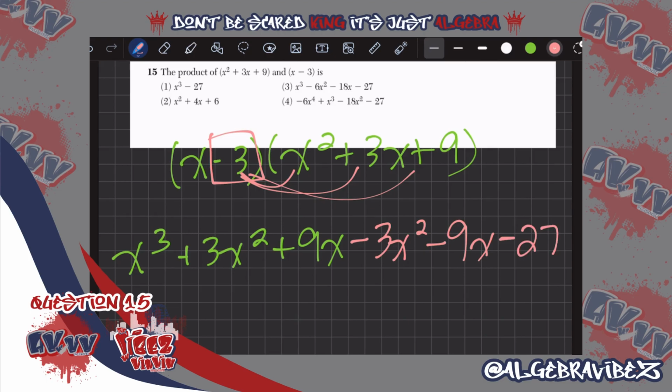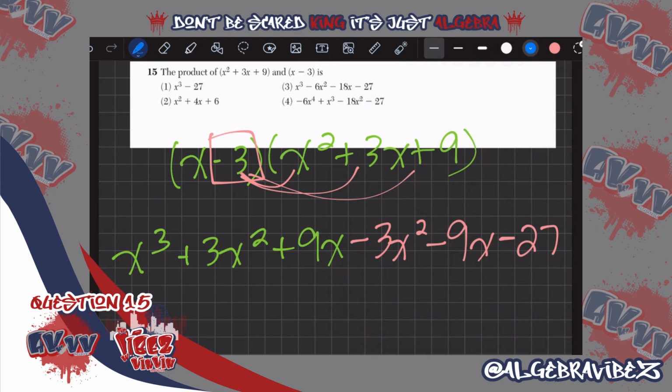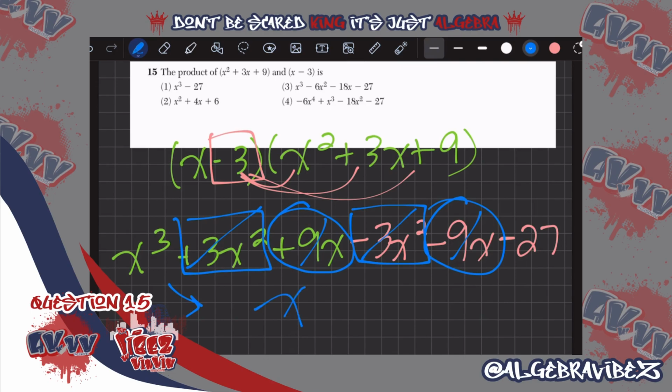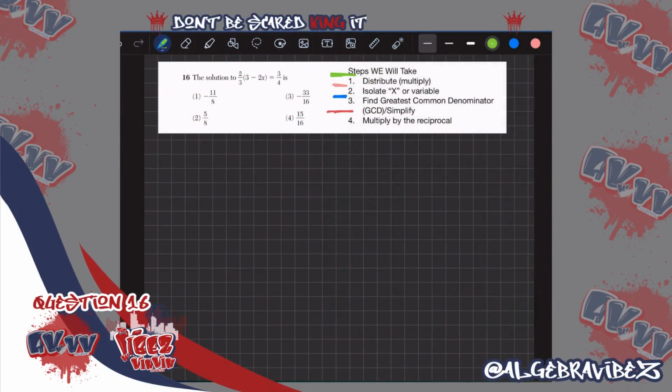-27. So now we can start getting rid of some things because some things are going to cancel out for us, which makes it a little easier. We're going to get rid of this here and this, because a -3x squared and a positive 3x squared go away. We're also going to get rid of a positive 9x and a -9x. They cancel out. And that leaves us with x cubed minus 27, which gives us our answer up here of 1. Great job, guys.